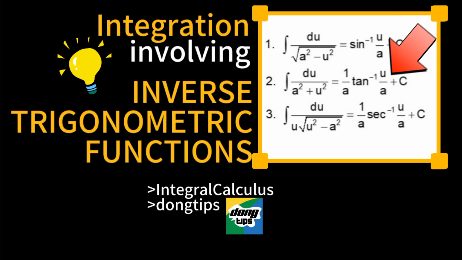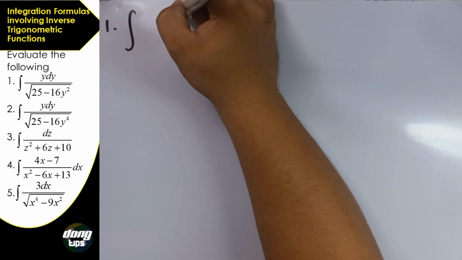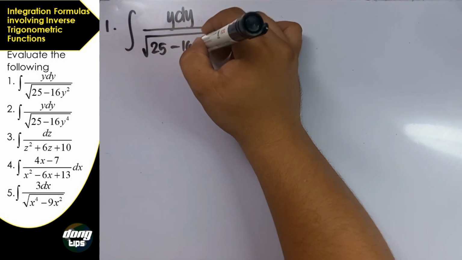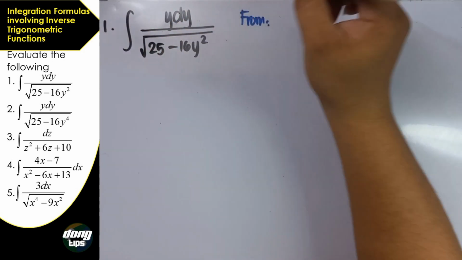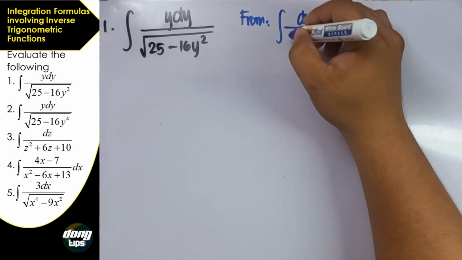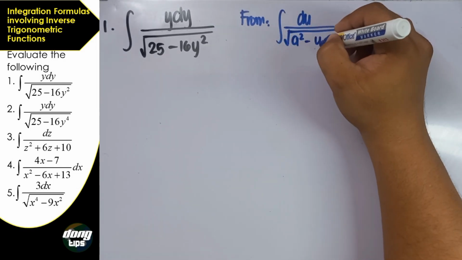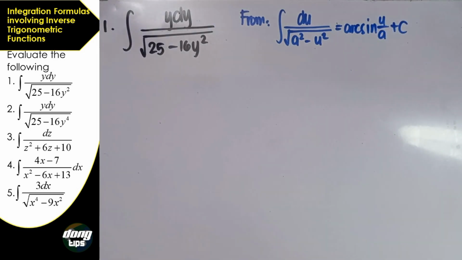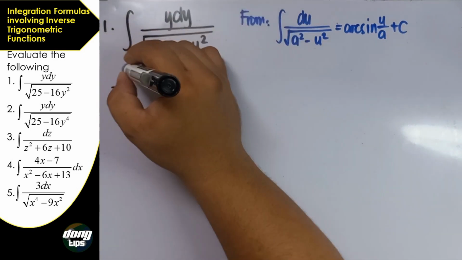Here are examples of how to integrate more complicated functions using these formulas. Number 1. Evaluate the integral of y dy over square root of 25 minus 16y squared. Let's try this formula: integral of du over square root of quantity a squared minus u squared equals arcsine of u over a plus c.